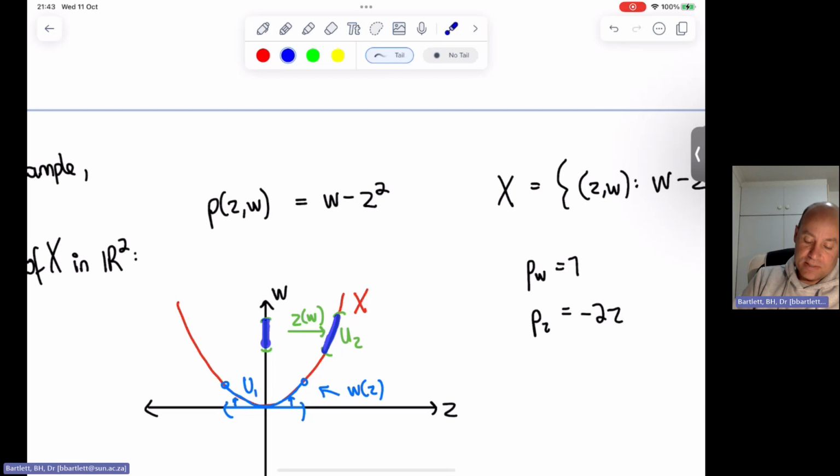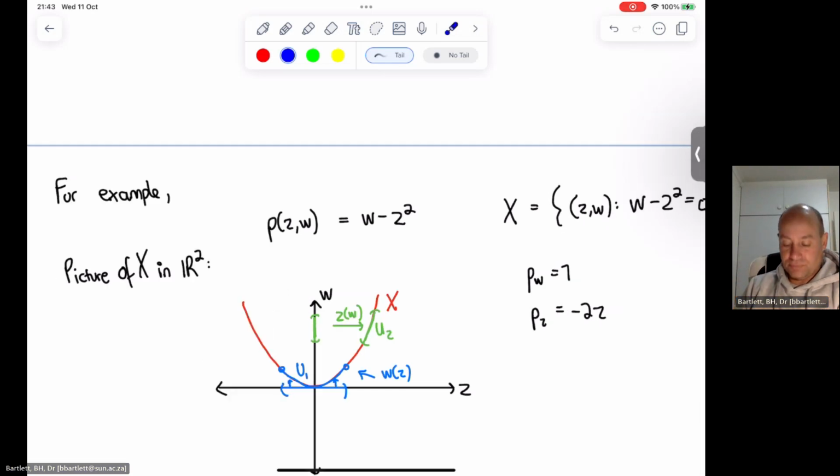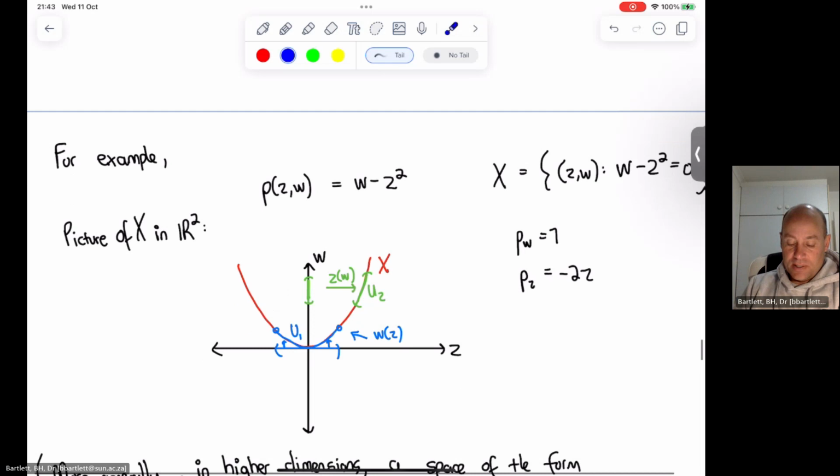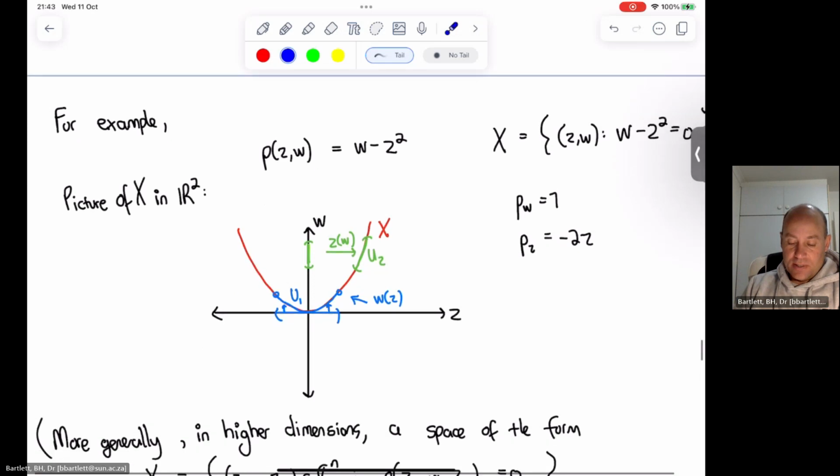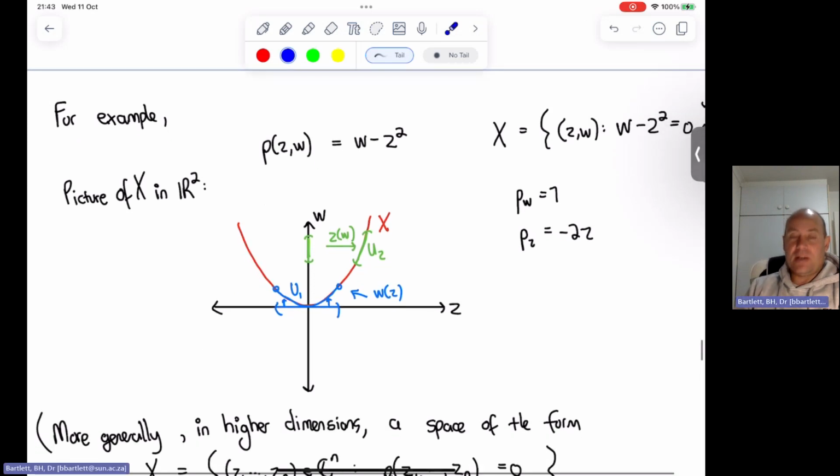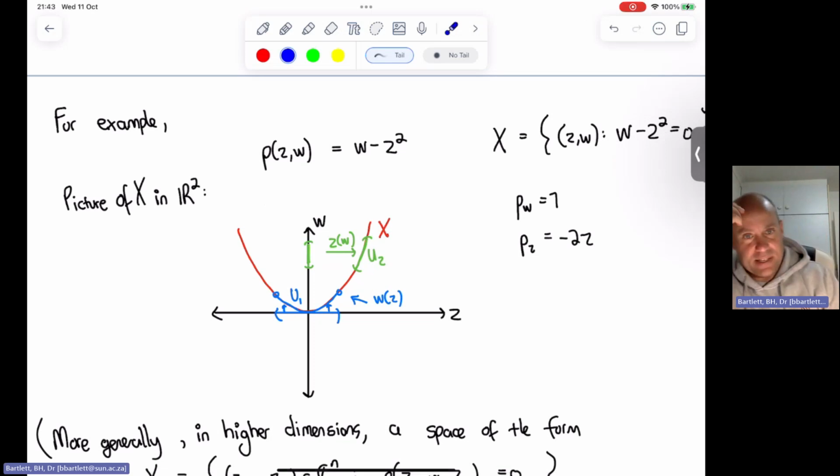You see, here's the chart that's going to be mapping this neighborhood to this w coordinate. I could also map this neighborhood to its z coordinate. That would be a different chart. All right, so these are the charts for X. Okay, I hope that's clear.